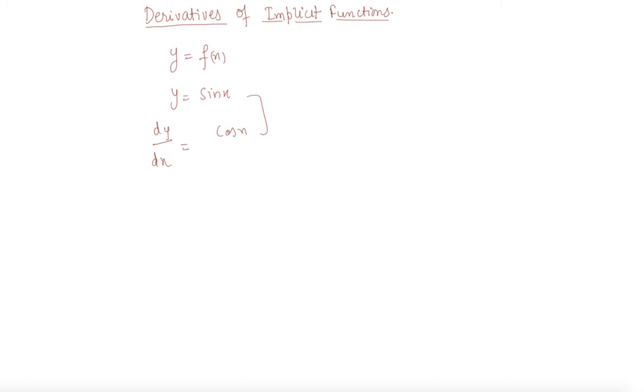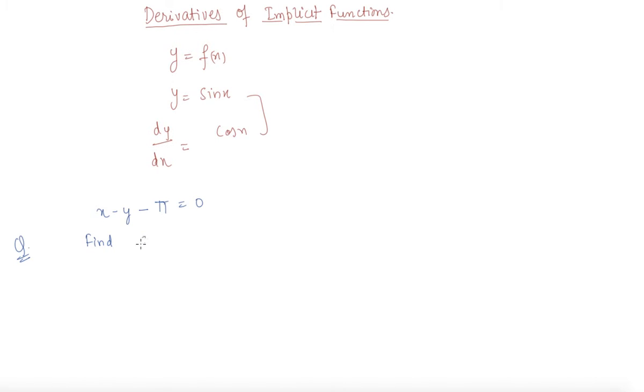But now we will be given a question like this. Let's say x minus y minus pi equal to 0. This is given to us and we need to find the derivative of this. So this is basically an implicit function. Let me take one example, then it will be more clear to you guys.